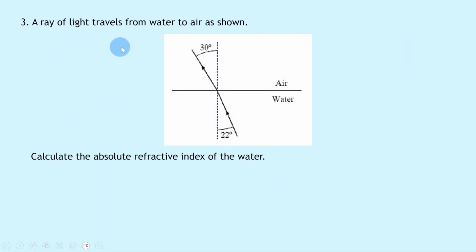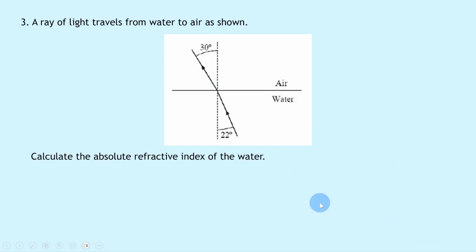Question 3 says a ray of light travels from water to air as shown. So there's our air on the top and water on the bottom, and be careful here because notice how the light is going from the water into air. So it's going from the more dense medium into the less dense medium here. And we've got some angles labelled as well. So it says calculate the absolute refractive index of the water.